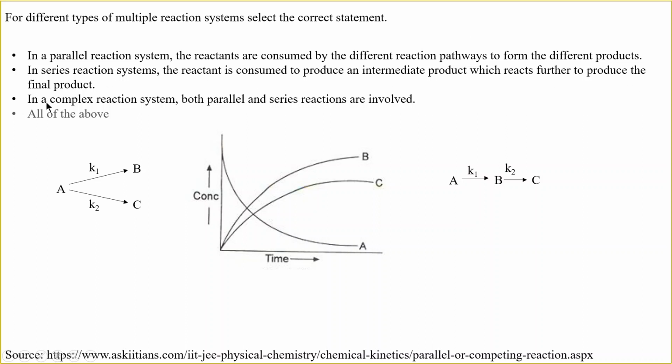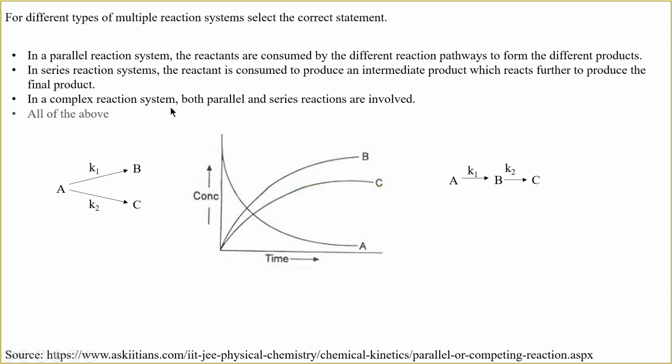Next, we have: in series reaction systems, the reactant is consumed to produce an intermediate product which reacts further to produce the final product. So again, on the right hand side, we can see that B lies right here in the middle of A and C. C is the final product which is desired, and A first gives B with a rate constant of K1, and then B forms C with a rate constant of K2. So that's why in series reaction systems, the reactant is consumed to produce an intermediate product which reacts further to produce the final product. So this statement is also true.